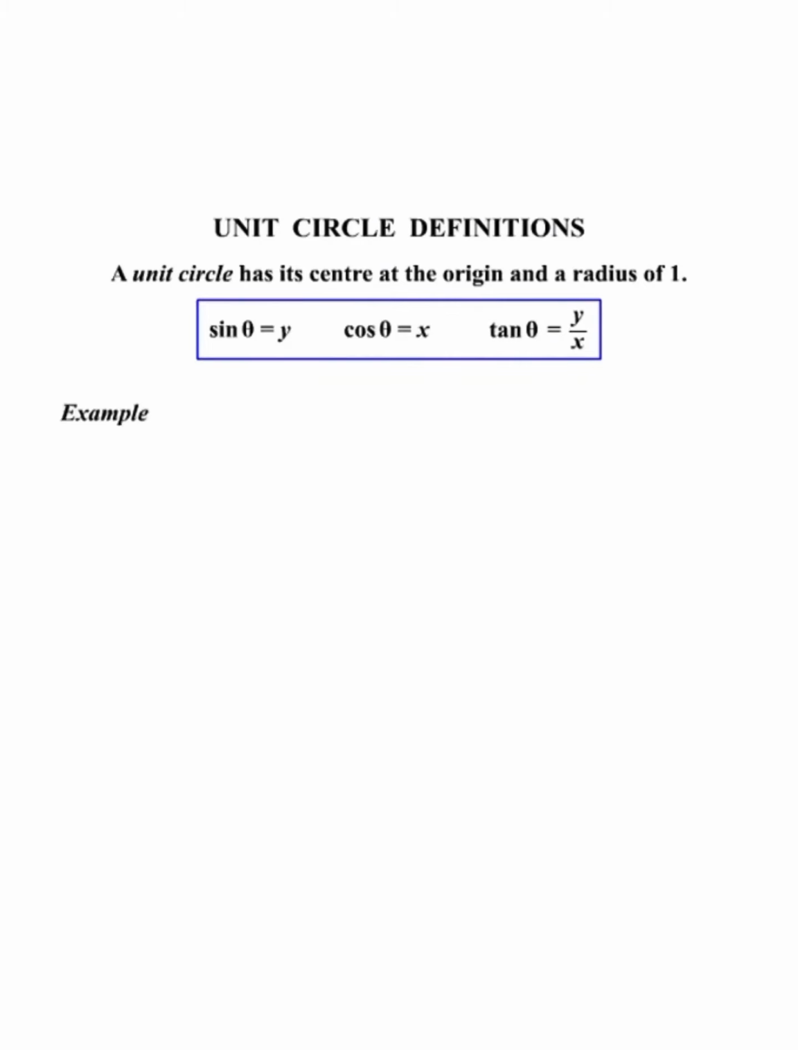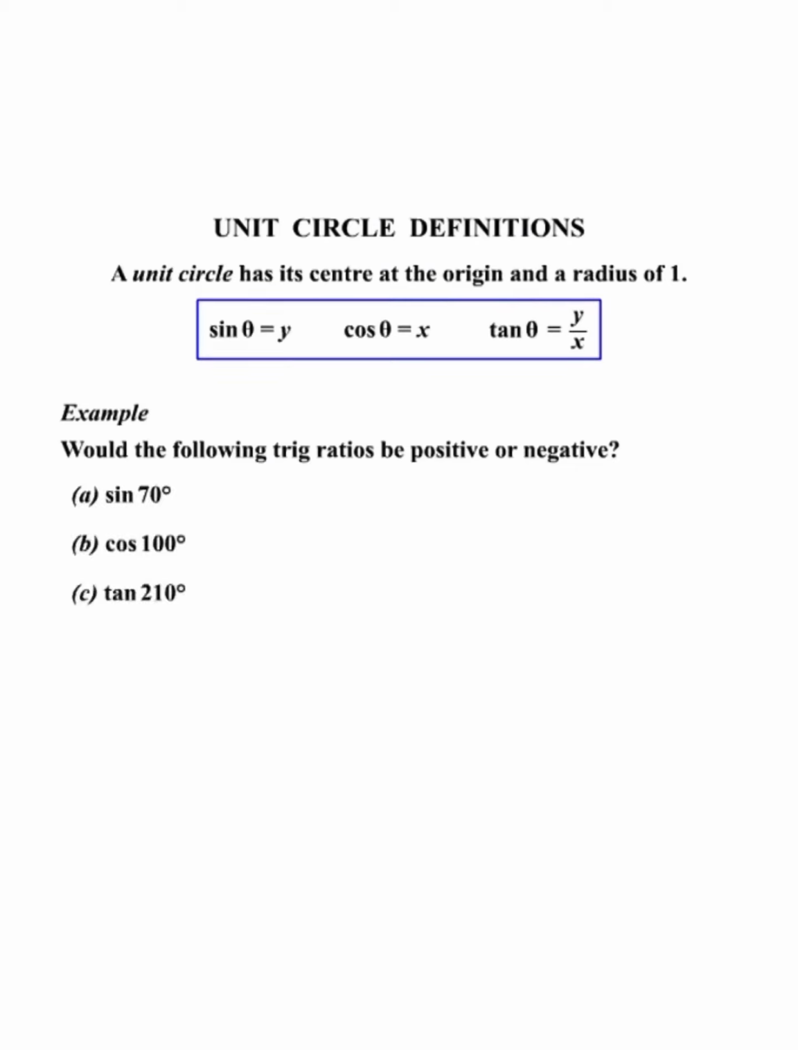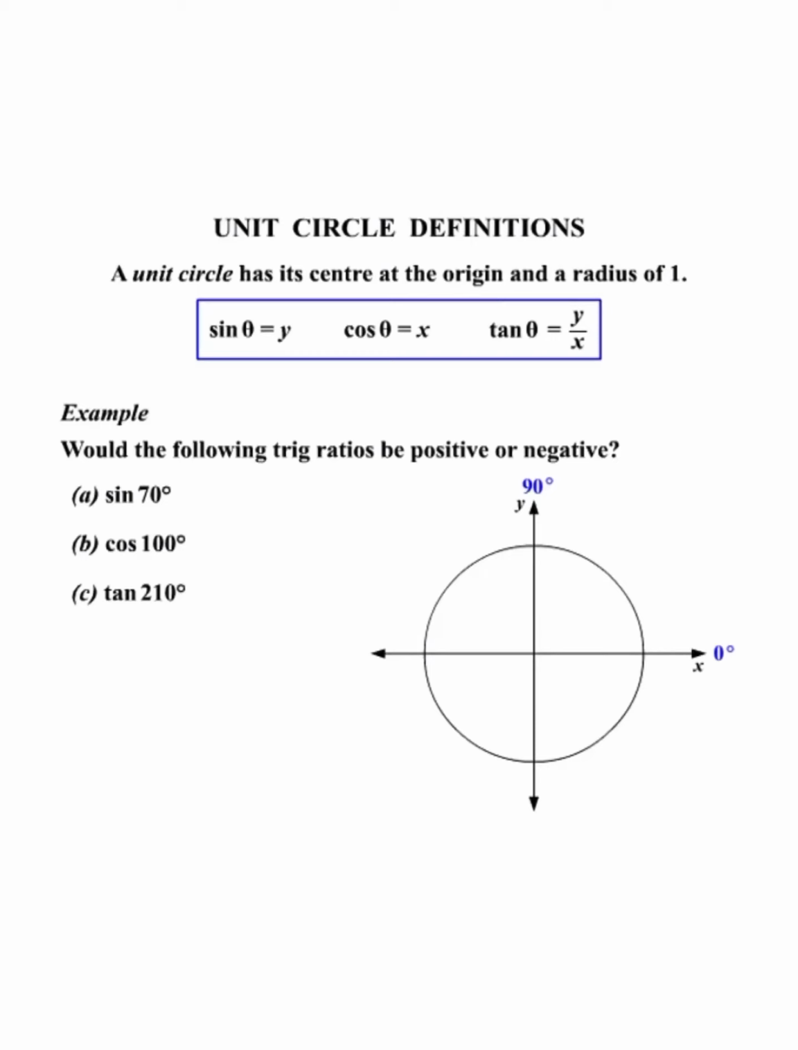Now, let's look at an example here. We're asked, would the following trig ratios be positive or negative? We've got three ratios we'll be looking at. So we'll draw a diagram, our circle with our axes, and we'll put the angles on our diagram. 0 degrees, 90, 180, 270, and 360 degrees. Now we'll also put our A, S, T, and C, or all stations to central on the diagram.